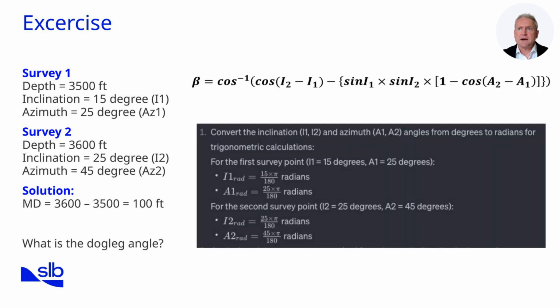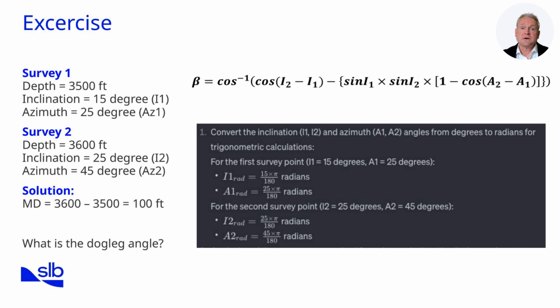The first step in calculating beta is to convert the inclination and the azimuth angles from degrees to radians. A radian is the arc length divided by its radius. Therefore, if the circumference of a circle is 2 pi r, then in radians it is 2 pi. That means 360 degrees is 2 pi radians. 1 degree must therefore be 2 pi divided by 360, or pi divided by 180. So to convert from degrees to radians, we must multiply by pi and divide by 180.